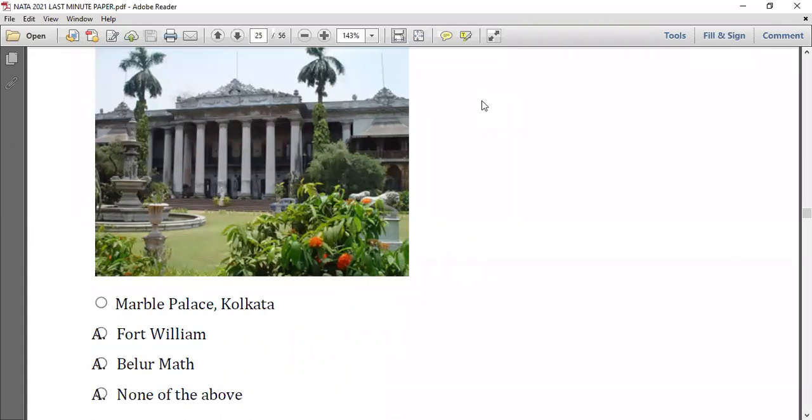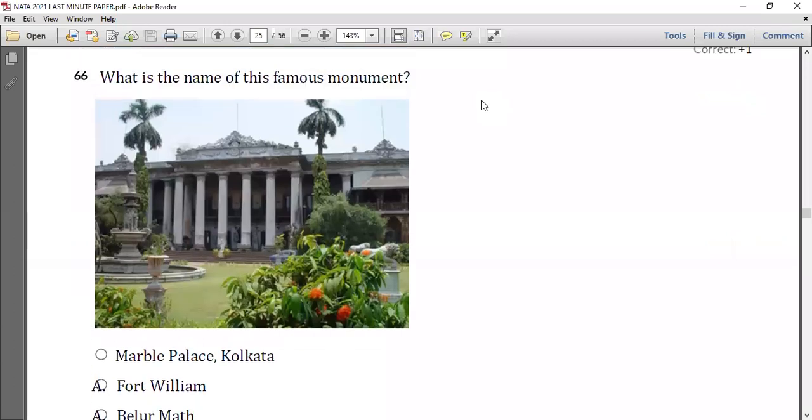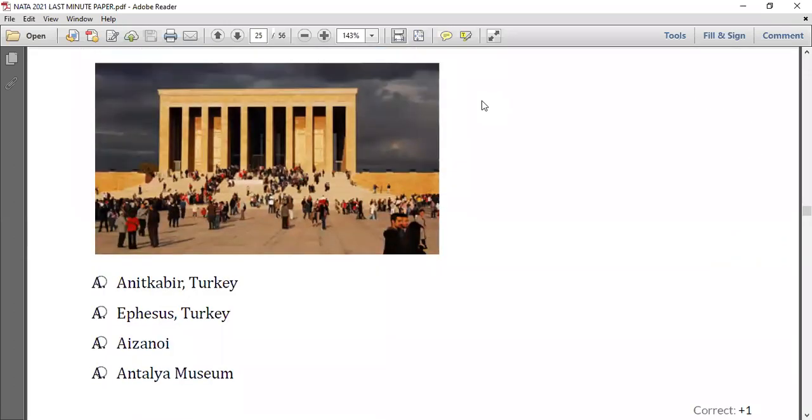Can you just name this place? Any one of you guys? Marble Palace, Marble Palace, Kolkata. Yeah. Okay, great. Good to hear. Okay. This one? Anit Kabir. Anitkabir, Turkey.